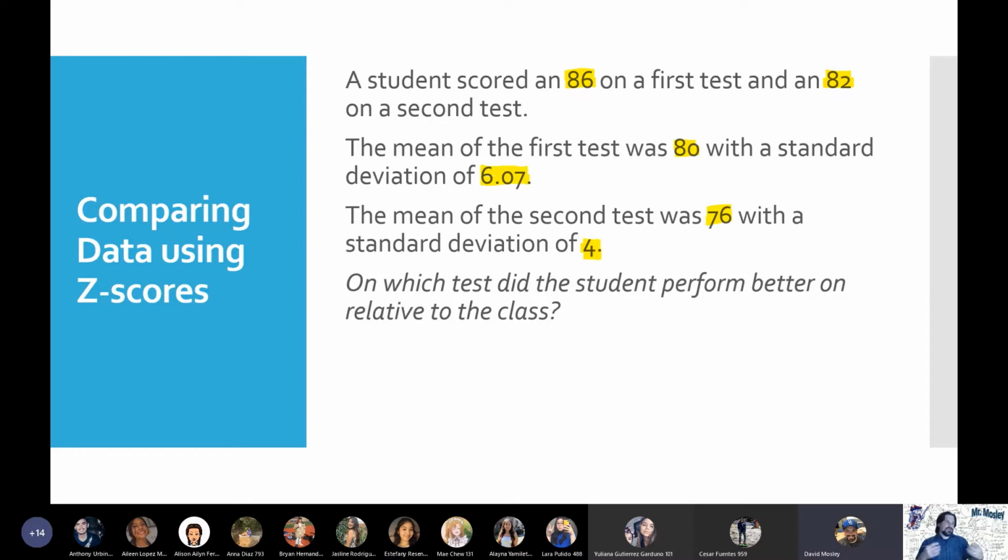So we can just look at the score and say, well, hey, they did better on the first test because they got an 86, and on the second they got an 82. If these were both out of 100, obviously she did better on the first test. But if we're comparing to the rest of the class, relative to the class, which test did the student perform better on? We can use the z-score to see how she did compared to the class. All right, so we're going to look at these scores. We'll use the first one.